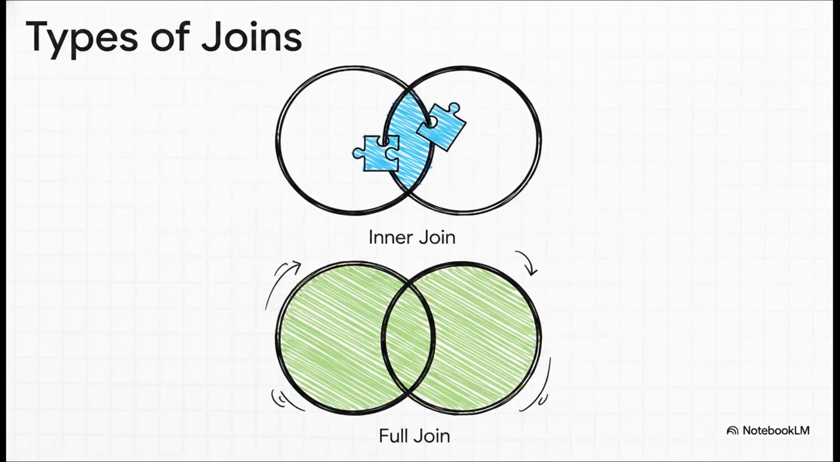To lock this connection in, we use joins to dictate exactly how these tables merge. An inner join, for instance, makes sure we only look at customers who actually placed an order, cutting out the noise of inactive accounts. You can also use left or right joins to prioritize data from one specific table, or a full join to return absolutely everything, ensuring zero data gets left behind in your analysis.